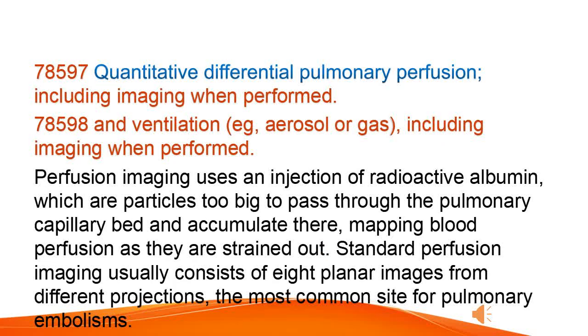Quantitative differential pulmonary perfusion, including imaging when performed, and ventilation, e.g., aerosol or gas, including imaging when performed. Perfusion imaging uses an injection of radioactive albumin, which are particles too big to pass through the pulmonary capillary bed and accumulate there, mapping blood perfusion as they are strained out. Standard perfusion imaging usually consists of 8 planar images from different projections, the most common site for pulmonary embolisms.